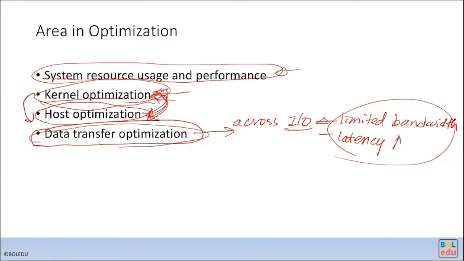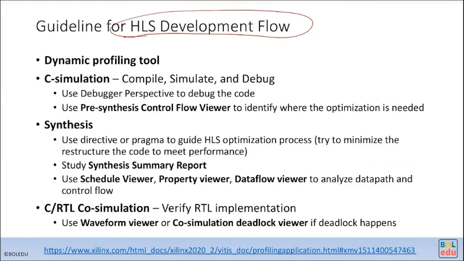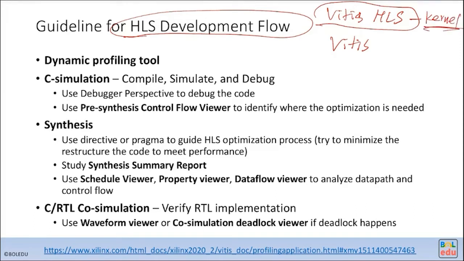So here is the HLS development flow. We do the HLS with two tools: Vitis HLS and Vitis. This Vitis HLS is simply for the kernel function, and Vitis gives you more of a system level. But we start with Vitis HLS to do the kernel optimization. And I believe you all have run the Vitis HLS.